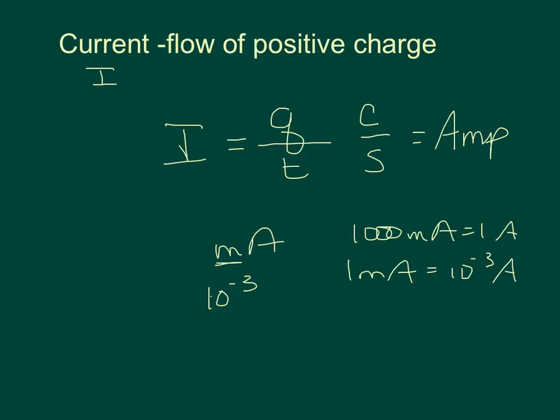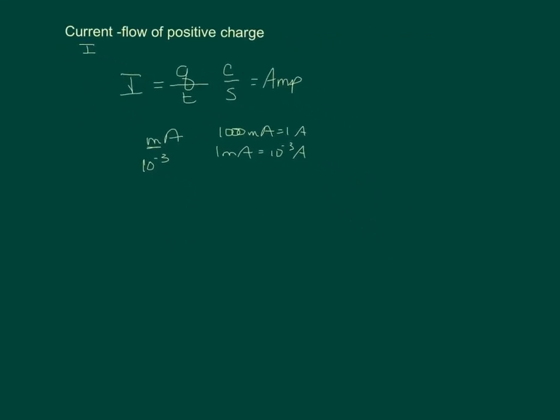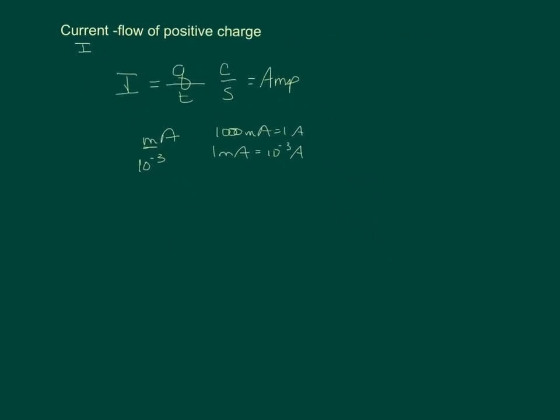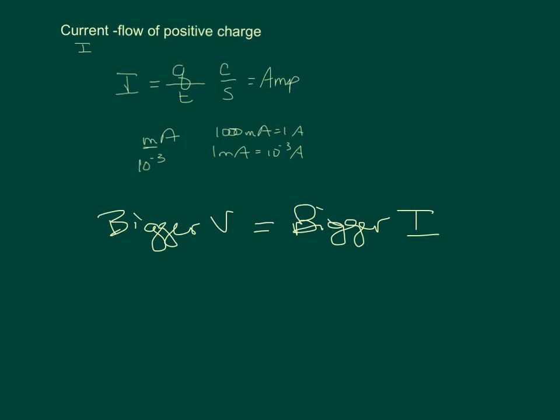Now your current responds to the voltage. If you apply a bigger voltage, you are going to get a bigger current. And that kind of makes sense. If I'm pushing you harder, you're going to go faster. So if you have a bigger voltage, that's going to give you a bigger current. Current, we're going to abbreviate with I. Bigger voltage, bigger current. That is part of Ohm's law.